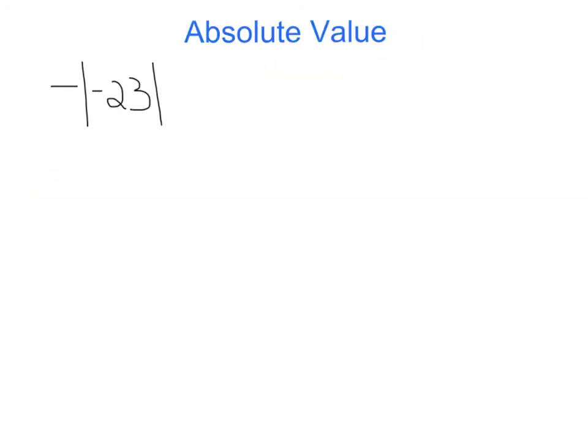Okay, we're going to do 3 more examples that involve the concept of absolute value. The first one says negative the absolute value of -23. So let's think about what that means. When you do this, you have to think of it like order of operations, parentheses. You have to start in the middle. What is the absolute value of -23? The absolute value of -23 is +23, and then this negative sign from out in front comes down. So in this case, your answer is -23.